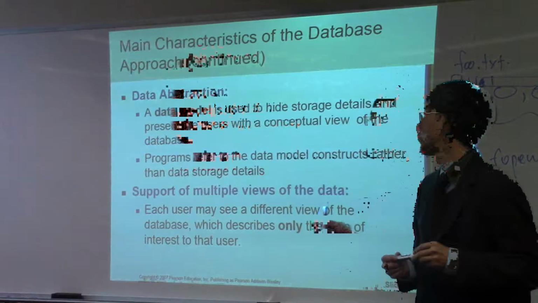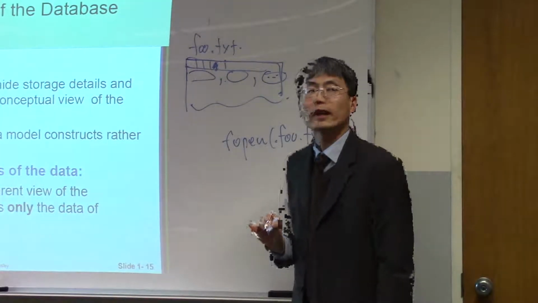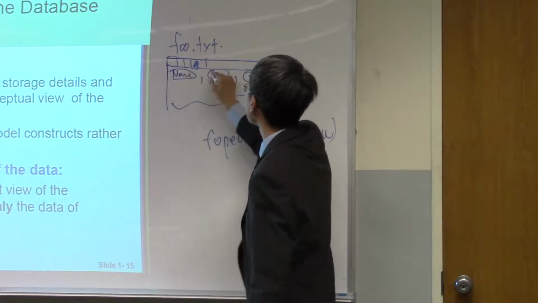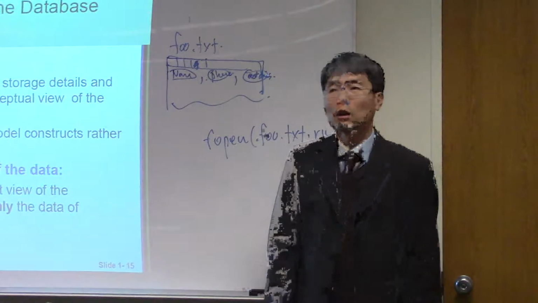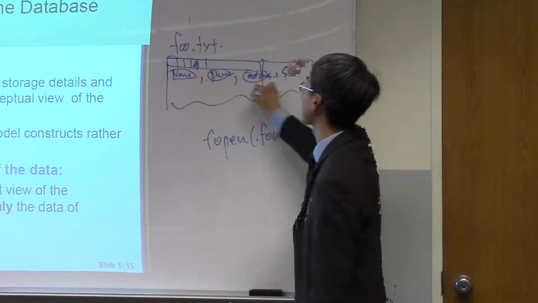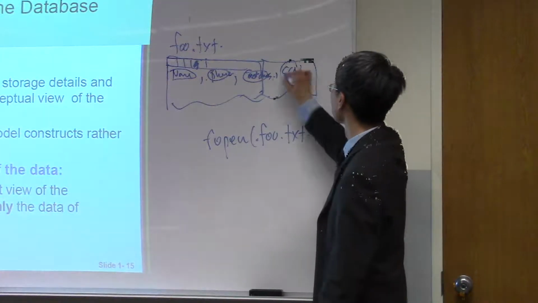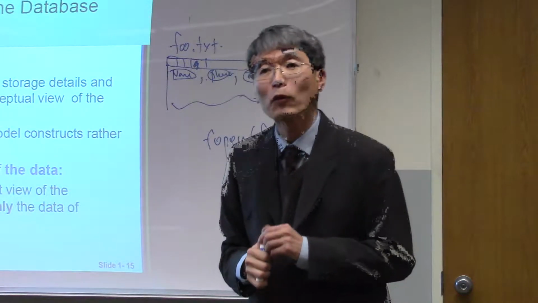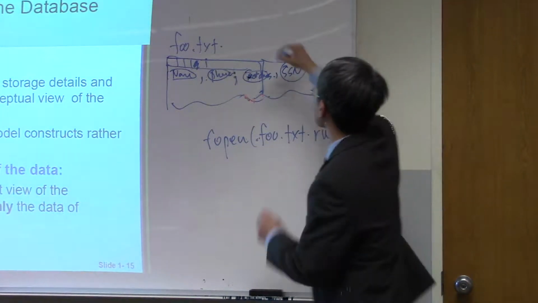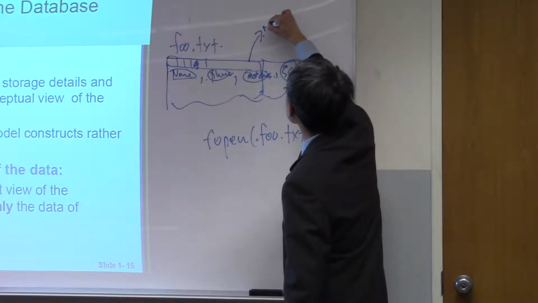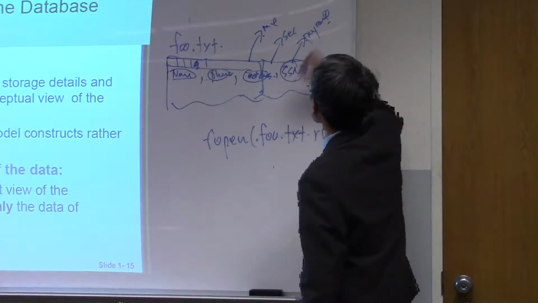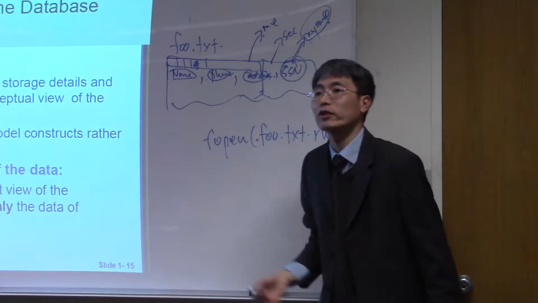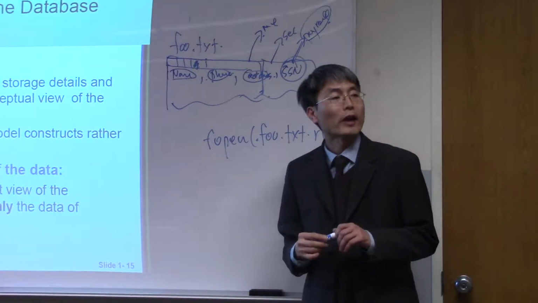Another characteristic is the multi-view of the data. Let's consider this one. We have the foo.txt file that has the name, phone number, and address. And one more thing, social security number. The social security number is very important information. I don't want to release this information. So the other fields can be viewed by me, my secretary, and the payroll office, but only the payroll office needs to access the social security number, to pay the salary.